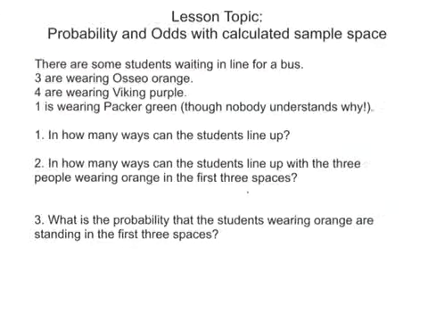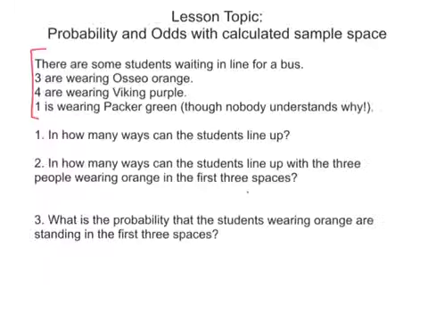Here's the setup. There are some students waiting in line for a bus. 3 are wearing Osseo orange, 4 are wearing Viking purple, and 1, though we do not understand why, is wearing Pecker green. Okay, so I'm actually going to jump down to question number 3 and look at this question, because this is actually the question we're trying to answer, and the first 2 questions are going to help us get there. So question 3 says, what is the probability that the students wearing orange are standing in the first 3 spaces? What's the probability that that's how they are lined up?